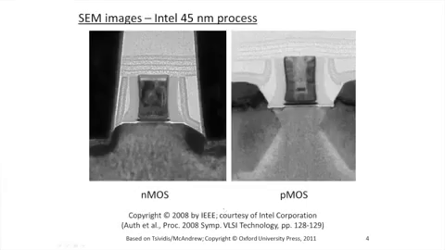Finally, here you see some scanning electron microscope images of a mature 45 nanometer process. The designation 45 nanometer refers to a certain pitch that is associated with memory design. It does not necessarily mean that the channel is 45 nanometers. Actually, the channel length can be significantly smaller.